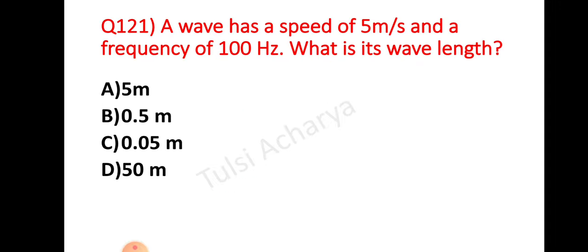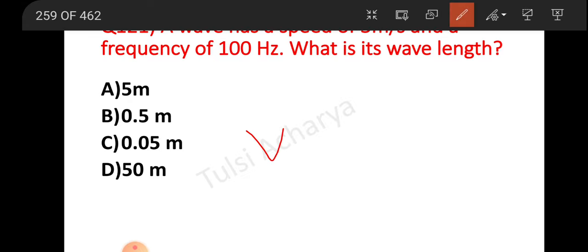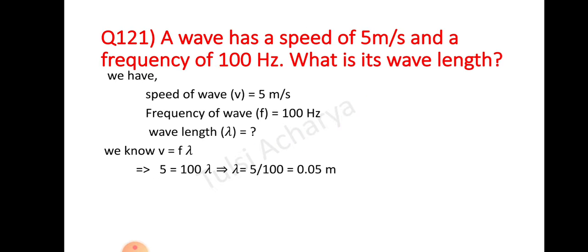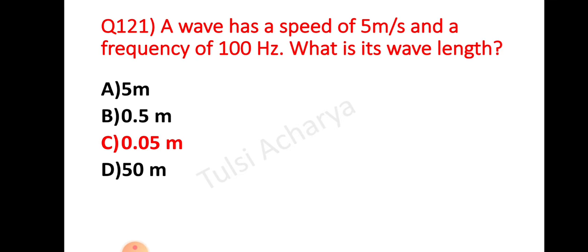Now let's see question number 121. A wave has a speed 5 meter per second and a frequency of 100 hertz. What is its wavelength? We know that v is equal to f lambda. Here our v is 5 meter per second and f is 100 hertz. By solving this we get our lambda, and lambda will be 0.05 meter. That is option choice C.